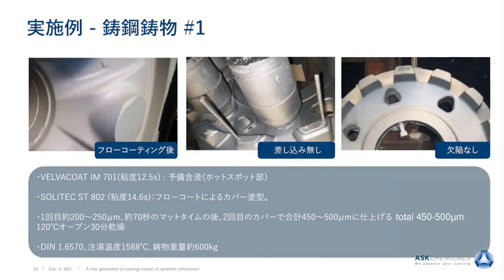the mold was closed and poured with alloyed steel, DIN 1.6570. The pouring temperature was 1588 degrees and the casting weight about 600 kilograms. And as you see on the casting, there are no flaws, and even under the riser, there is no burn-in.